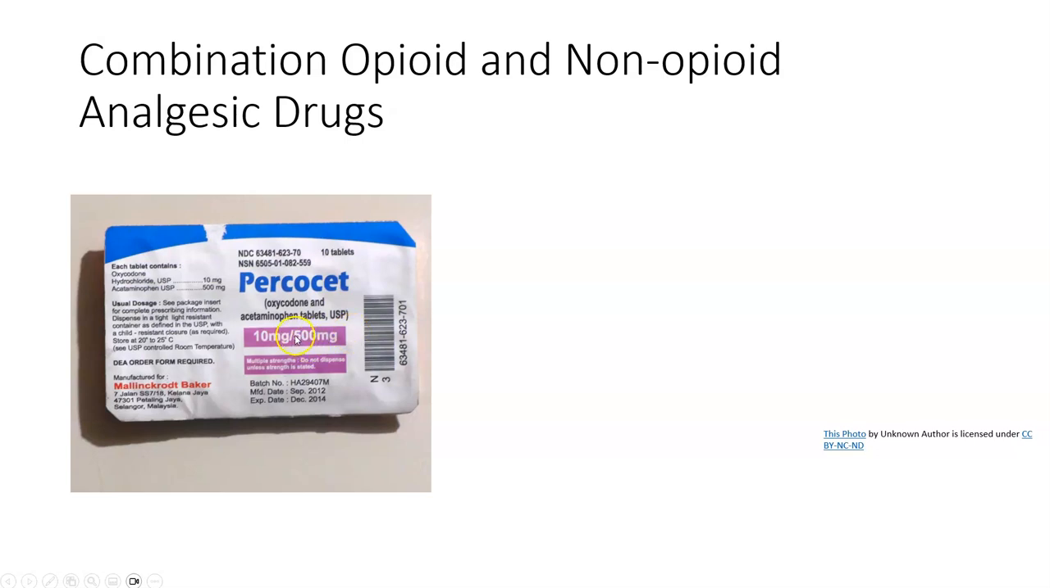A few years ago, they changed the law, and you can't have 500 milligrams of acetaminophen. The maximum you can have in a combination drug is 325. So the amount of the oxycodone can change. We could have 5 milligrams, we could have 7.5 milligrams, or we could have 10, but it's going to be either 300 or 325 milligrams of acetaminophen. So oxycodone with acetaminophen, Percocet.